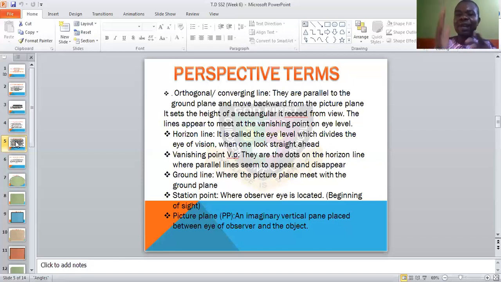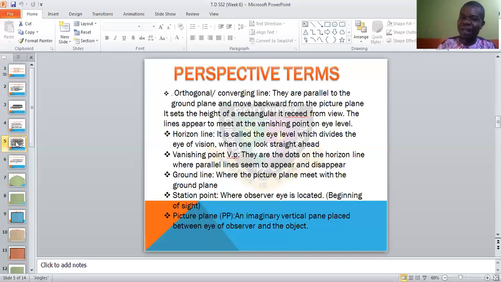That is, if the rectangle is like this, if it is 40 centimeters, it is the first orthogonal line to the second orthogonal line that determines the height of that particular rectangle. You understand better why the lines appear to meet at the vanishing point. That's what we're saying. They converge. They meet at a point called the vanishing point on the eye level, where the observer views the particular object.